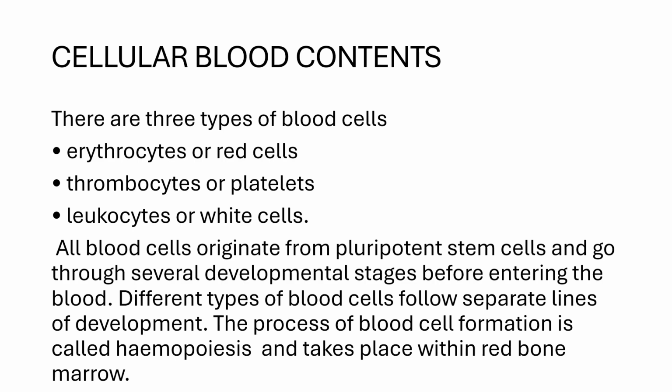Different types of blood cells follow separate lines of development. The development of red blood cells, platelets, and white blood cells differs. The process of blood cell formation is called hemopoiesis. Hemopoiesis is the formation of blood cells. Hemopoiesis, this is it.